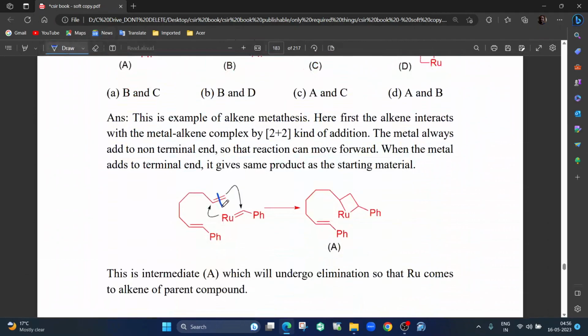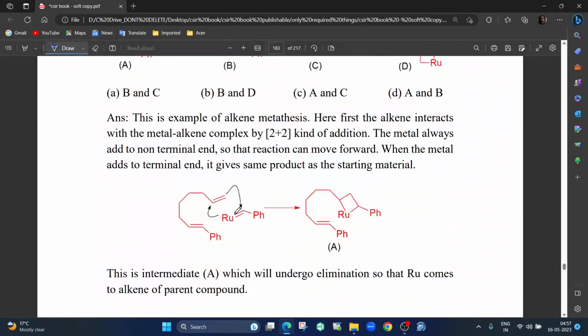Please understand, in the terminal alkene the terminal part has to get out and the inside part has to go and join the ruthenium. So ruthenium has to be inside. You cannot do something like this, with Ph and ruthenium outside. Okay, you cannot do this, it does not happen. If you put pen and paper and work out that mechanism, you'll get exactly the same product as the reactant. So that does not give you a favorable reaction. The reaction will stop there. So whatever goes in will again come out, and that gives you the required product.